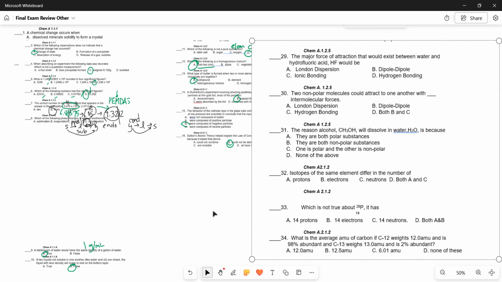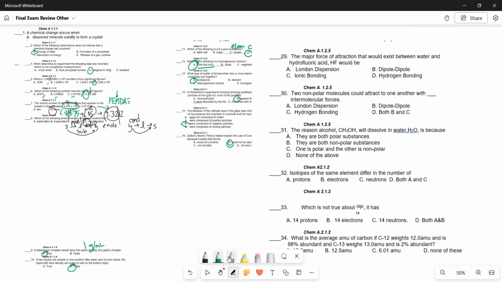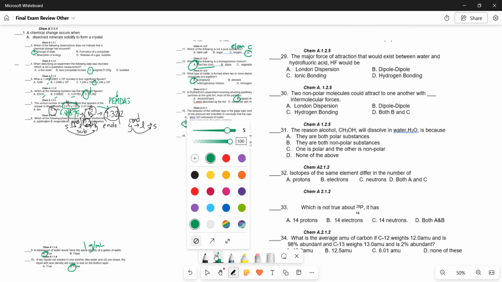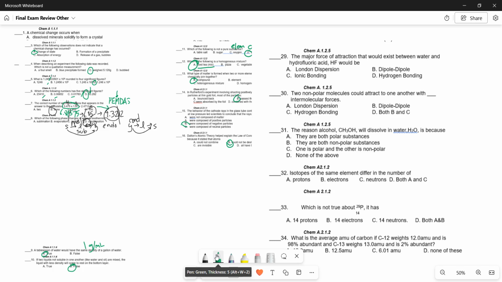29 says the major force of attraction that would exist between water and hydrofluoric acid. They both contain hydrogen. They're both polar. It's going to be hydrogen bonding. 30. Two nonpolar molecules could attract to one another with what's called London dispersion or van der Waals, but I teach my students London dispersion.